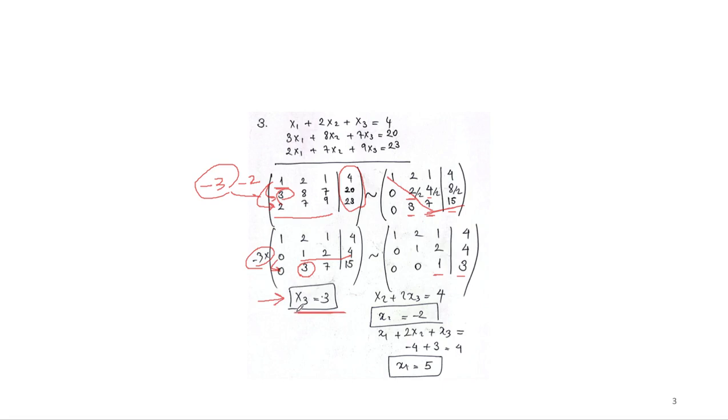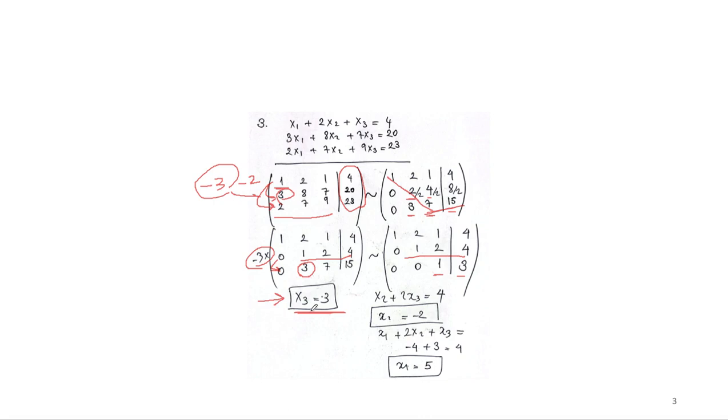And then the rest you just plug back into your previous equations and solve for x2 and then solve for x1. So using this x3, you can plug back in. Sorry, we use this second row here. So I forgot. So we have x2 plus 2 times x3 equals 4.